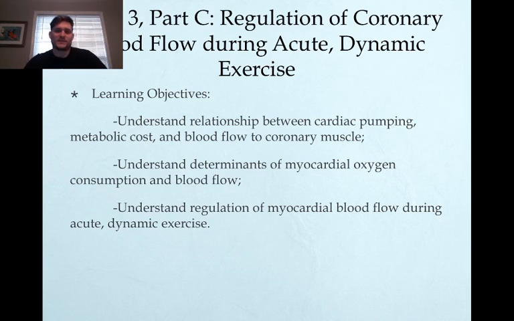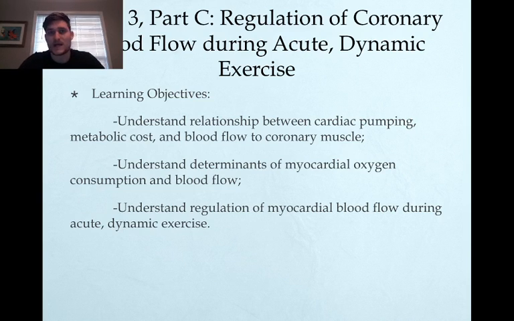We are going to be talking about coronary blood flow, or blood flow to the heart, during acute and dynamic exercise. So this should be a relatively short lecture. You can see on this page here the learning objectives for today. One, to understand the relationship between the cardiac pumping, the metabolic cost, and the blood flow to the coronary muscle.